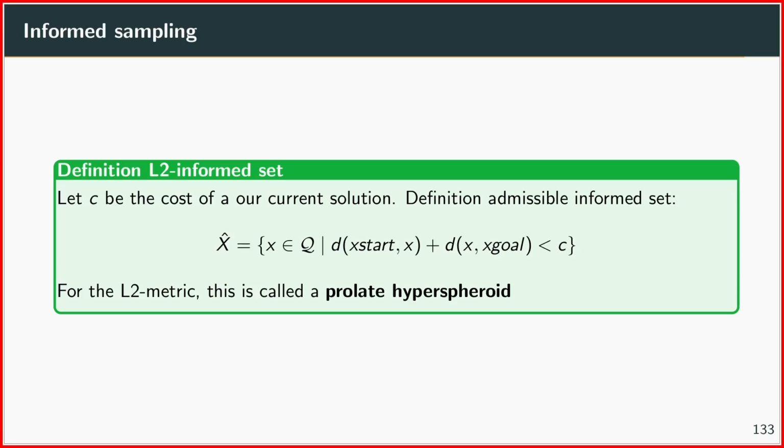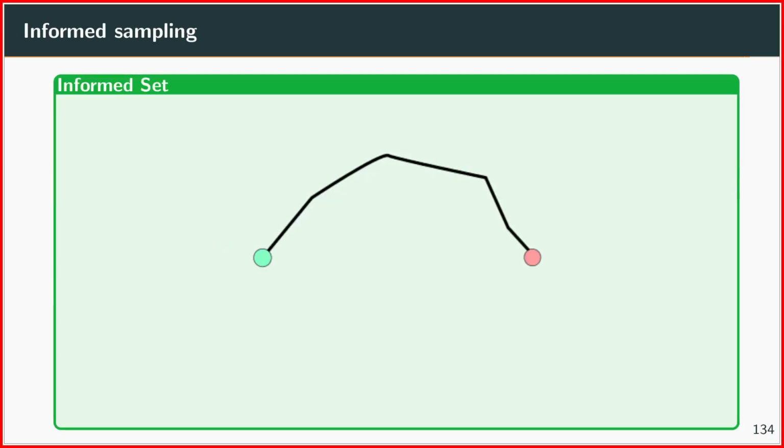For the Euclidean case, where your metric is actually an L2 metric, you can define this admissible informed set in this way: you have just the distance between start and your configuration x, and the distance between x and x goal, and they summed up is the f value, and it should be smaller than c. And c is, of course, the best cost which you have found so far. Geometrically, this is a prolate hyperspheroid for the L2 metric in Euclidean space.